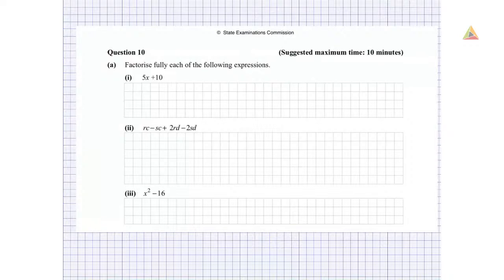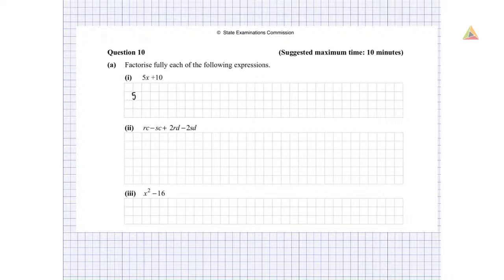Okay, so I've pulled an exam question from the exam papers. So factorise fully each of the following expressions. So looking at 5x plus 10. So we can't, it's not difference of two squares. It's not a quadratic trinomial because you don't have 3 terms. Now, is there anything that's common to 5x and 10? So let's look at the number. Does anything divide into both 5 and 10? And the answer is 5.